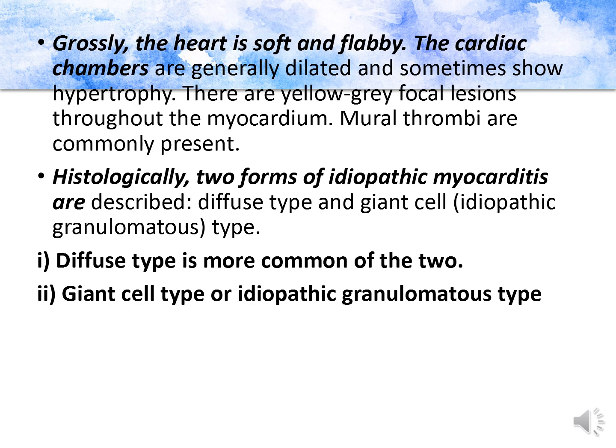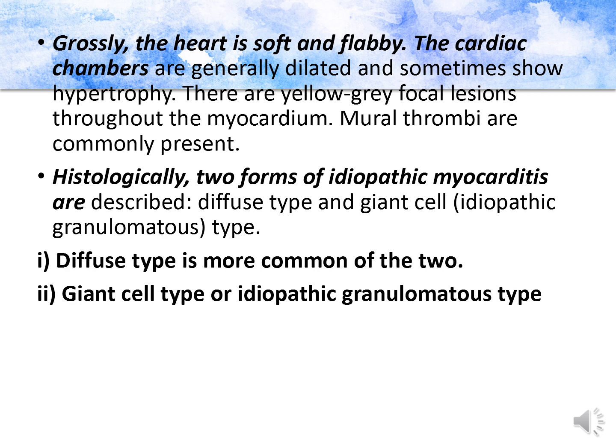In that case, grossly, the heart is soft and flabby and cardiac chambers are often dilated. Sometimes we see hypertrophy of the wall. There are yellow-gray focal lesions throughout the myocardium, and also mural thrombi are commonly present.